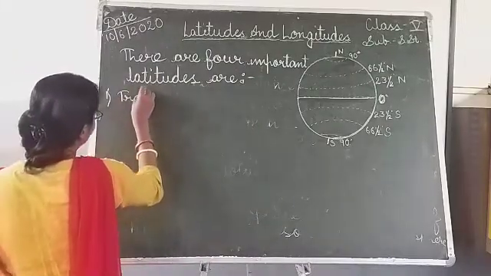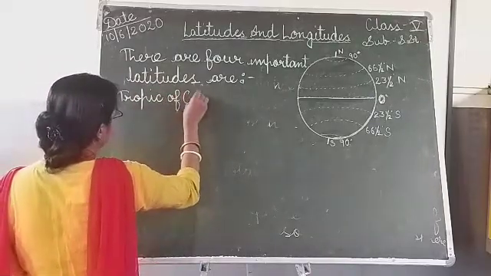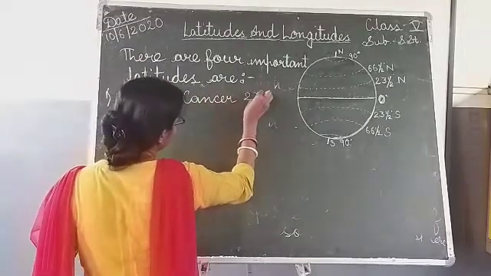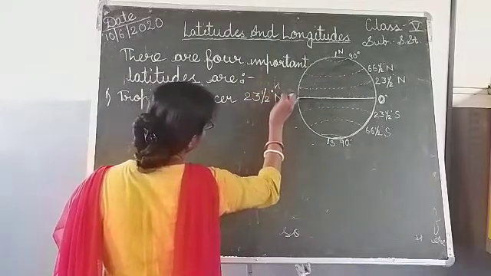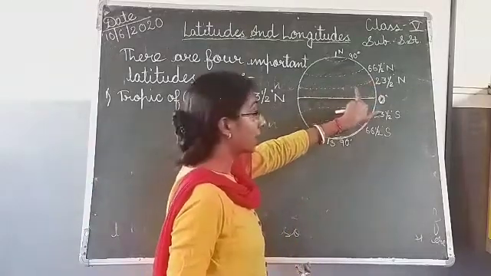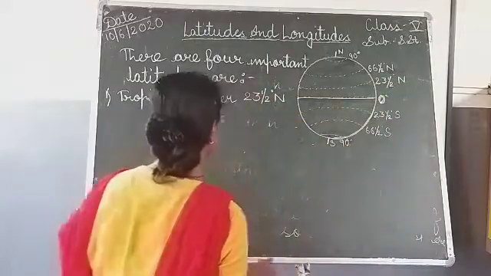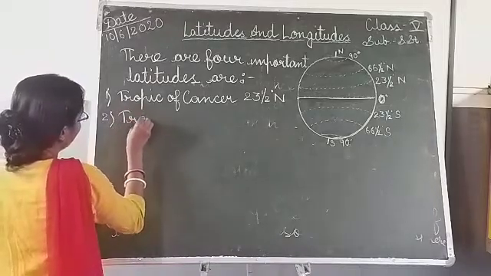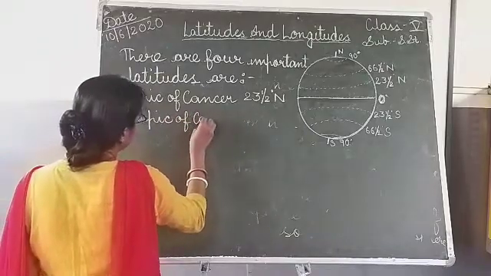First, Tropic of Cancer. It is at 23.5 degrees north. This one is called the Tropic of Cancer. Second, Tropic of Capricorn.